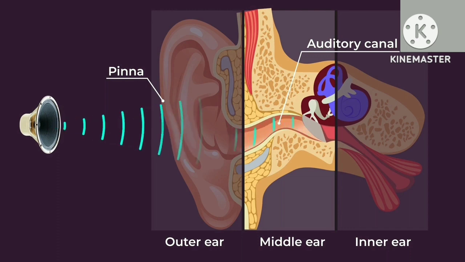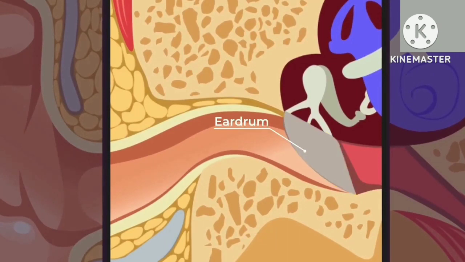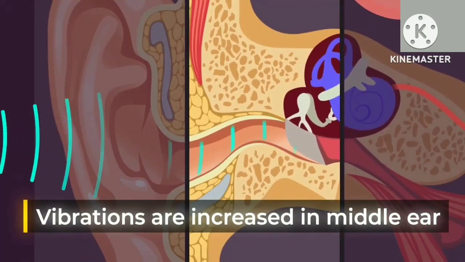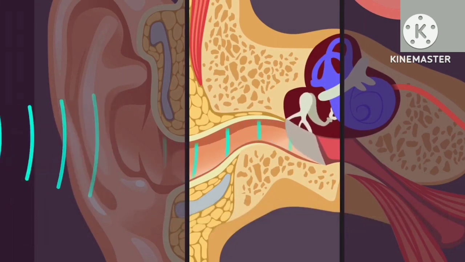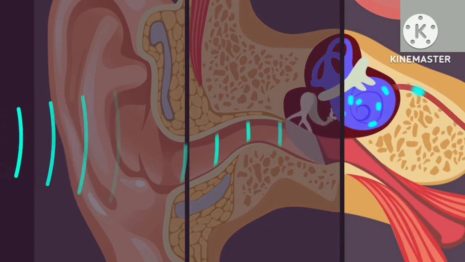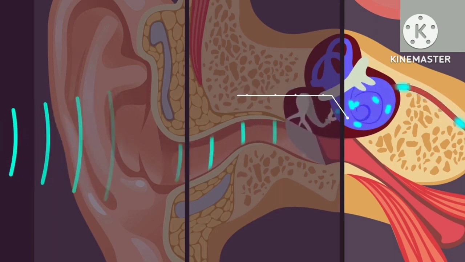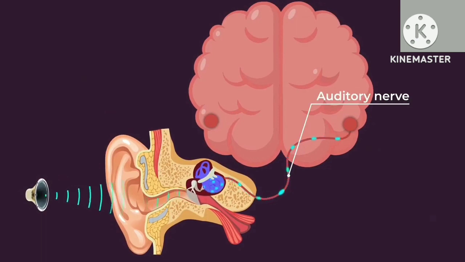At the end of the auditory canal, you can see a thin stretched membrane, that is the eardrum, or you can say the tympanic membrane. As soon as the sound reaches here, it starts vibrating. The vibration is increased in the middle ear. Afterwards, the middle ear transmits the signals to the inner ear. In the inner ear, the sound signals are converted into electrical signals and they are sent to the brain through the auditory nerve, and then the brain interprets it as a sound.